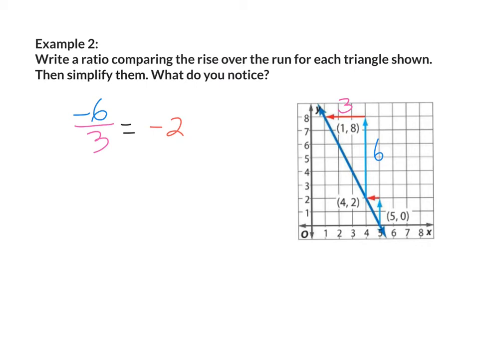Now let's look at the small triangle. The rise is 1, 2. The run is 1. However, it's also a negative slope, so my rise is going to be negative 2 divided by 1. So that's going to give me negative 2 as well. So similar triangles have the same slope.